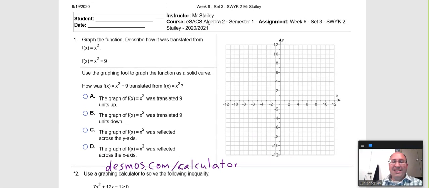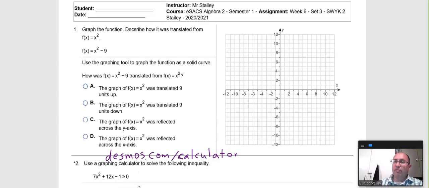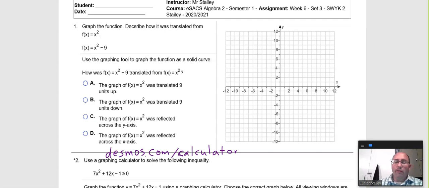All right, we're on week 6, set 3, SWYK 2. As I said before, there's always a review question that I have to throw in there. I have to throw in at least one from the current textbook if I want to choose problems from a different textbook. Okay, so this one is sliding down 9. Where is that? Oh, there it is, sliding down 9, right?